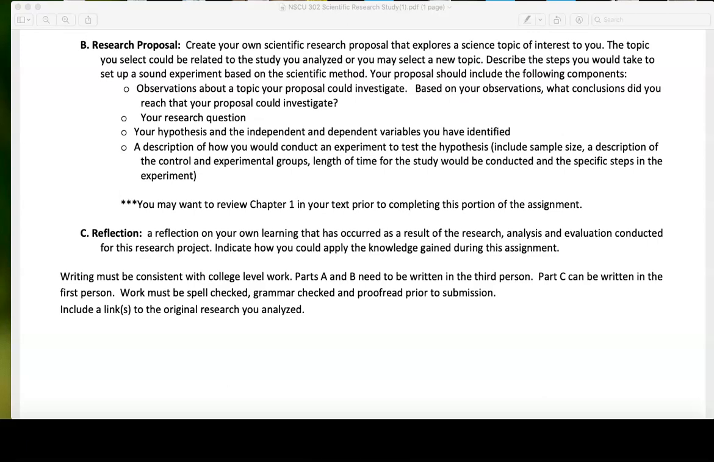Oh, and one last thing. These papers are turned in via Turnitin, which is an anti-plagiarism software. That means that if you do not cite your references, then it will look like you plagiarized your paper. So please make sure you cite all your references.